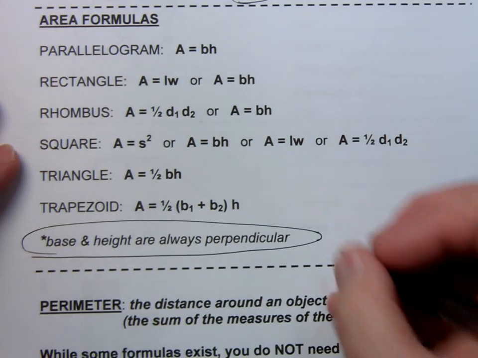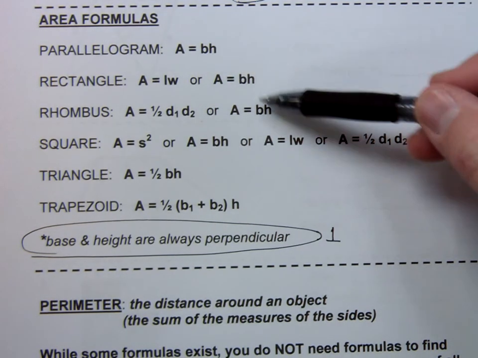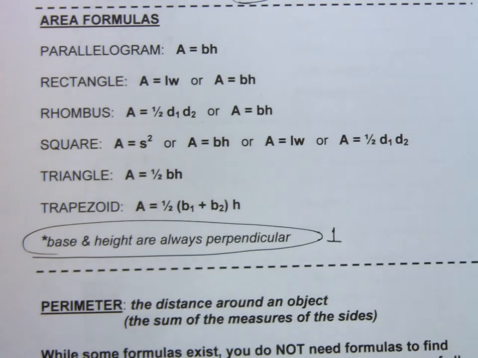Base and height are always perpendicular, and if you don't remember what perpendicular means, it means that they form right angles. They intersect to form right angles. So every single time we're talking about base and height, okay, every single time we're talking about the bases and the height, those things are going to be perpendicular. In every single shape, base and height, they're always perpendicular.